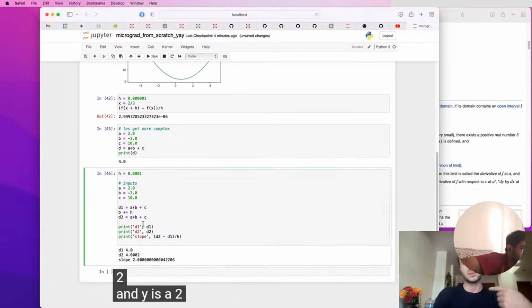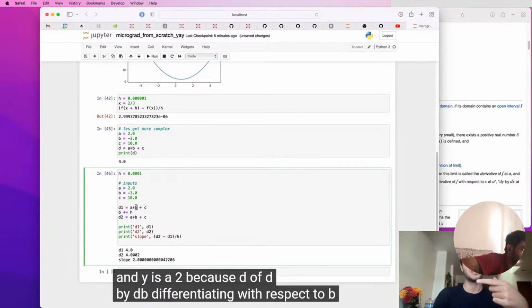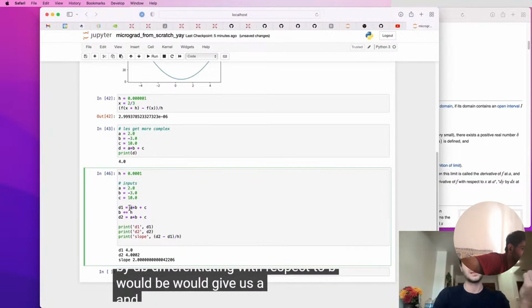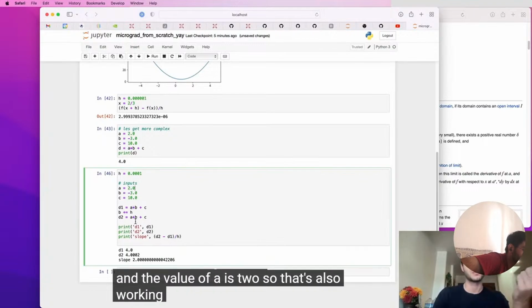And why is it 2? Because a is 2. d of d by db, differentiating with respect to b, would give us a, and the value of a is 2. So that's also working well.